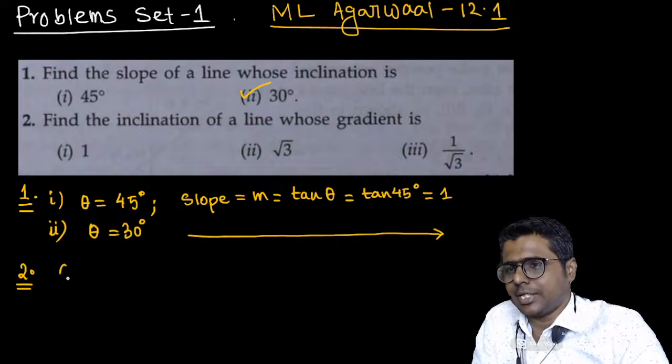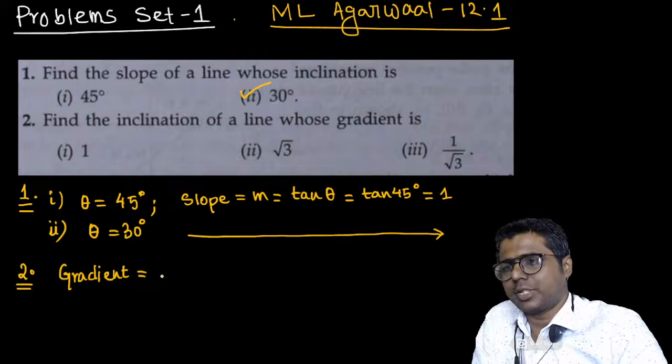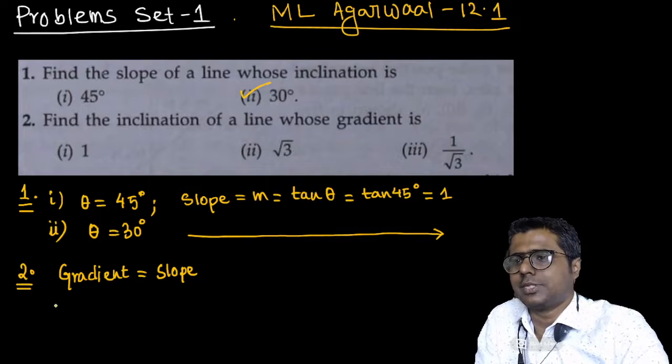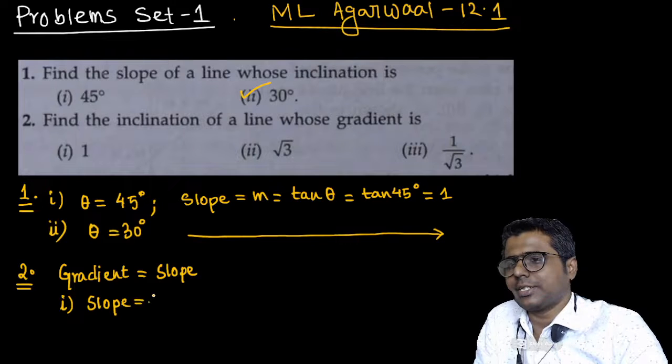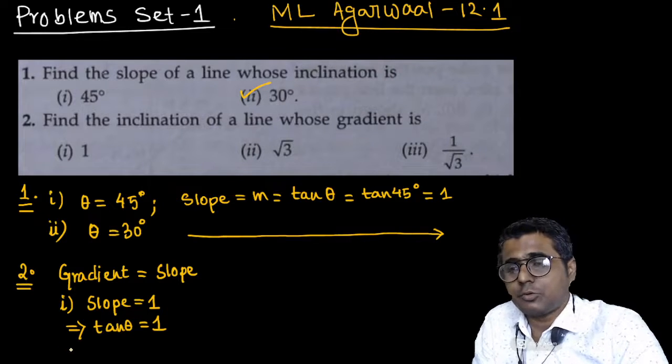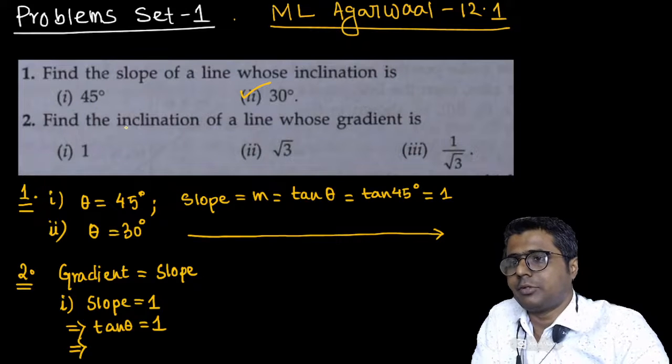Now what is gradient? Sometimes from problems we also have to learn some words. Gradient is nothing but slope. So here the slope is given. Let us go for the first problem. The slope is given as 1. That means, already we know that tan theta is slope. So tan theta is given as 1. So what will be the value of theta? Because here we have to find out the inclination.